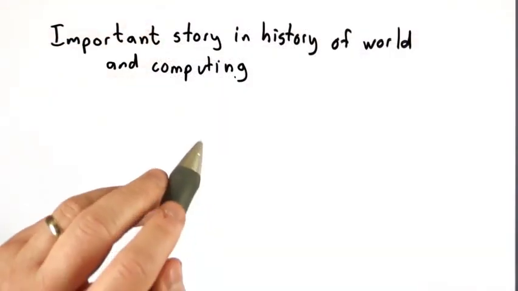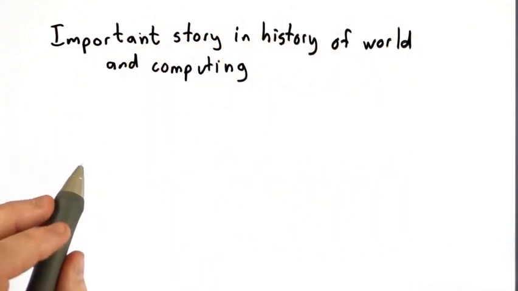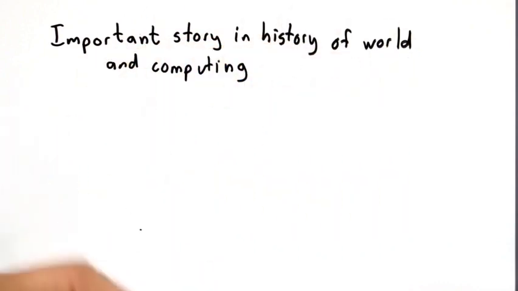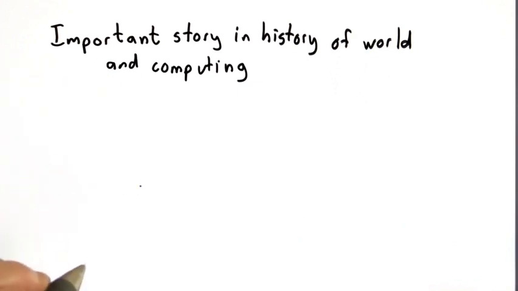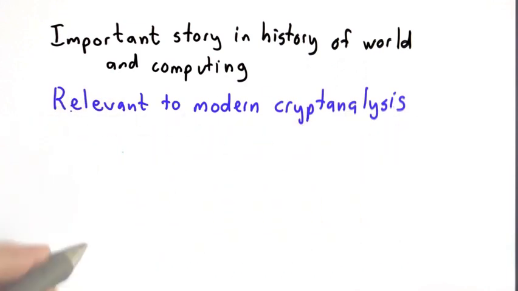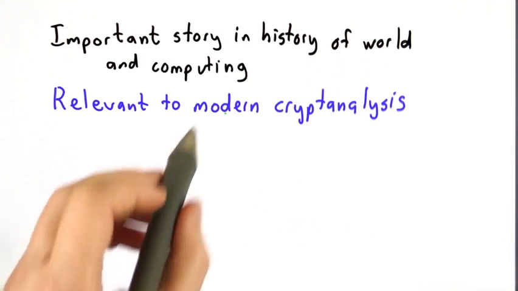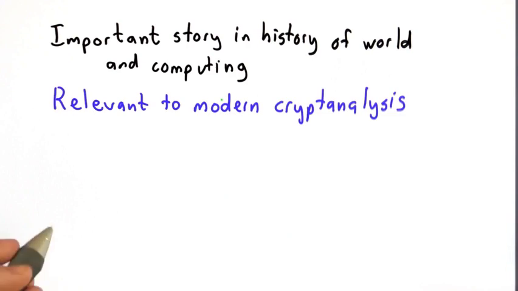So why did I tell you this story? Well, first of all, it is an important story in the history of both the world as well as computing. But this isn't meant to be a history class, although I certainly like to have historical excursions when I can. But it's also very relevant to modern cryptanalysis. Modern ciphers are much better than the Lorenz cipher. And the main reason for that is we can use computing power to do the encryption. But the basic ideas are actually quite similar.